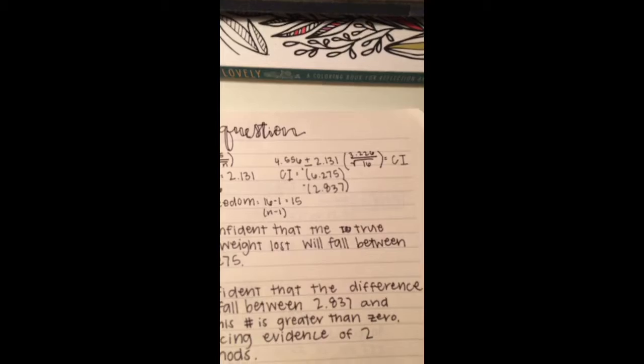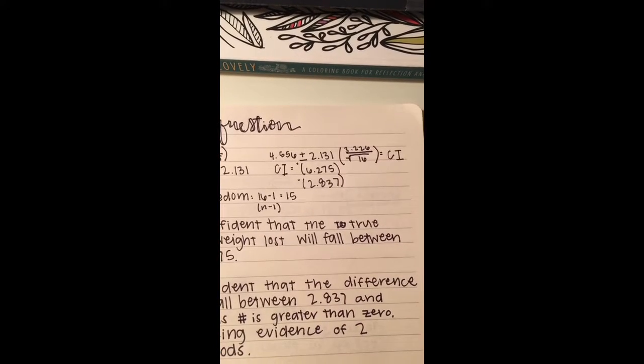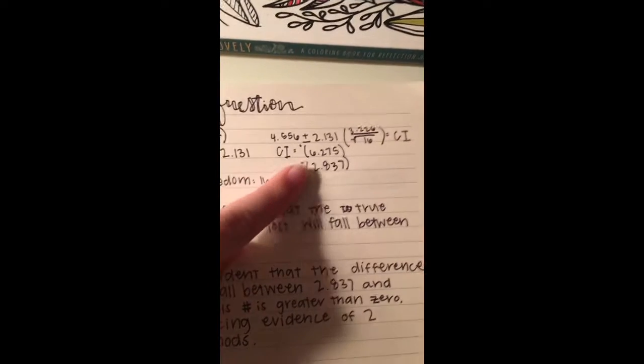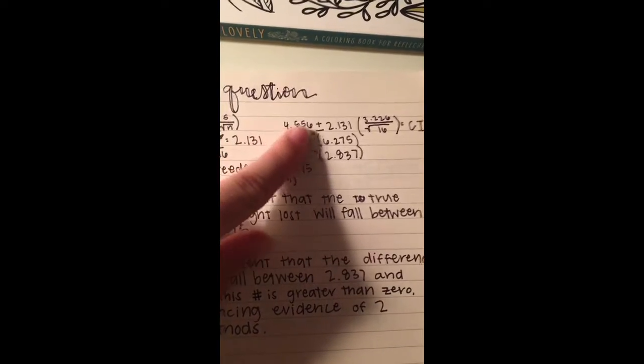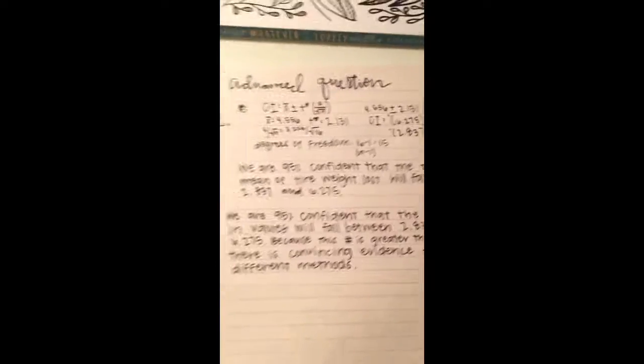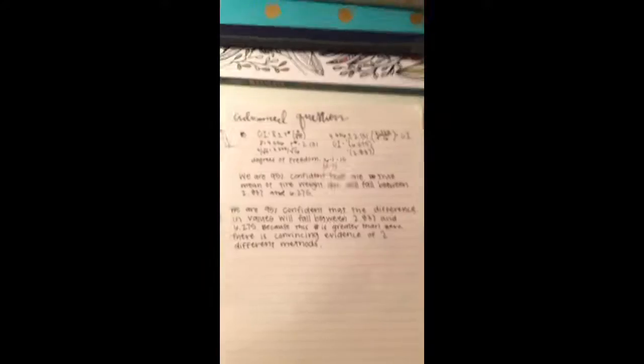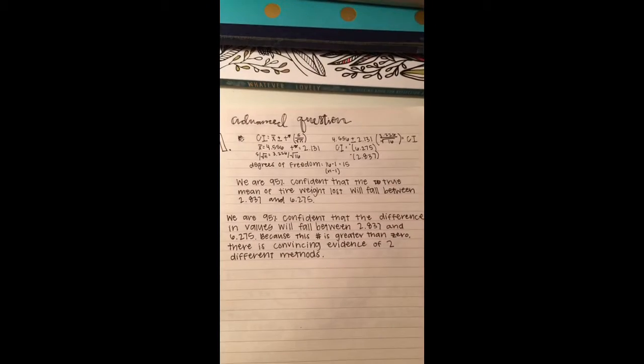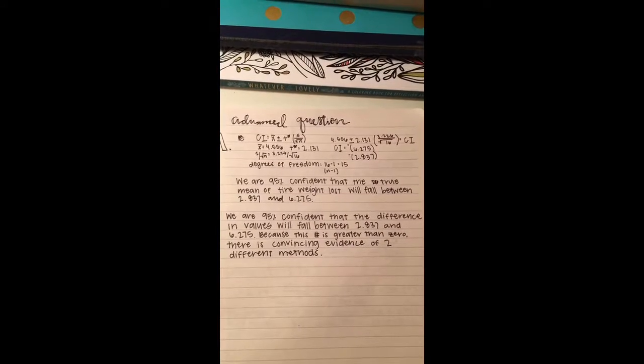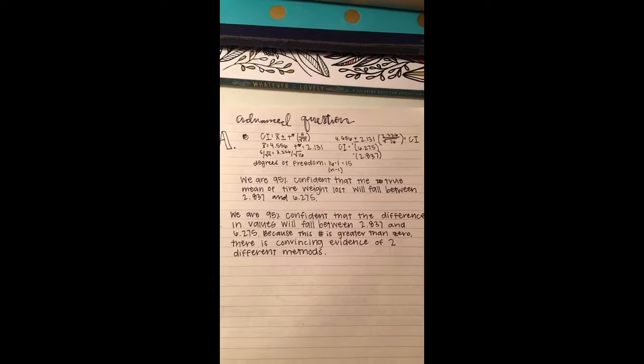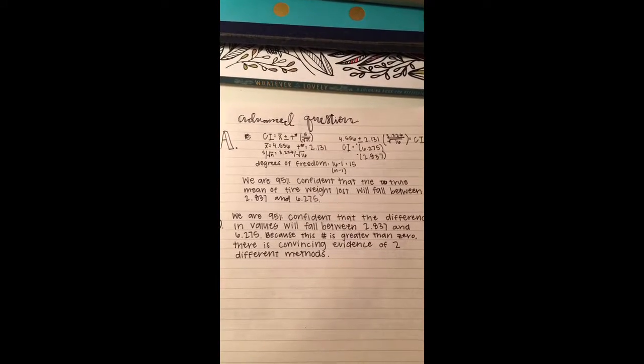My answer, the range for the confidence interval, is 2.837 to 6.275. So from this, we can say that we are 95% confident that the true mean of tire weight loss will fall between 2.837 and 6.275.